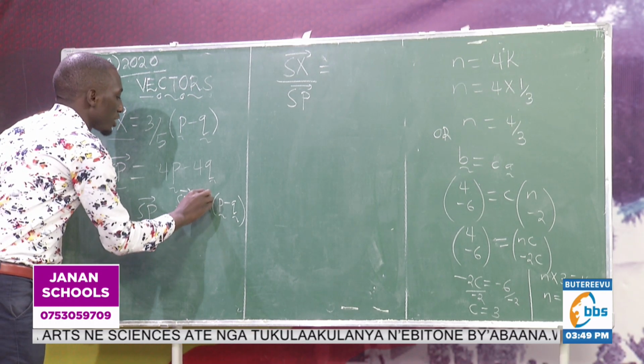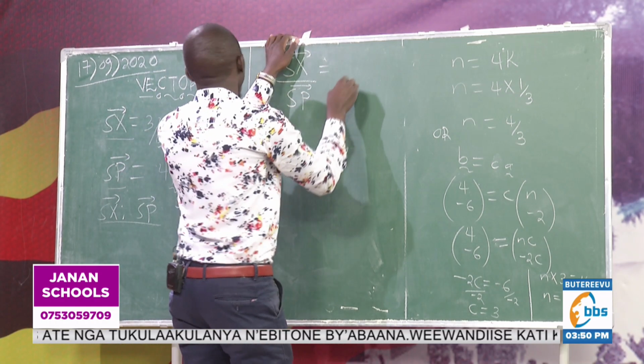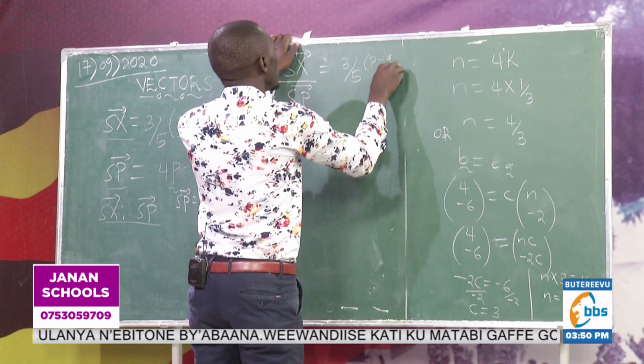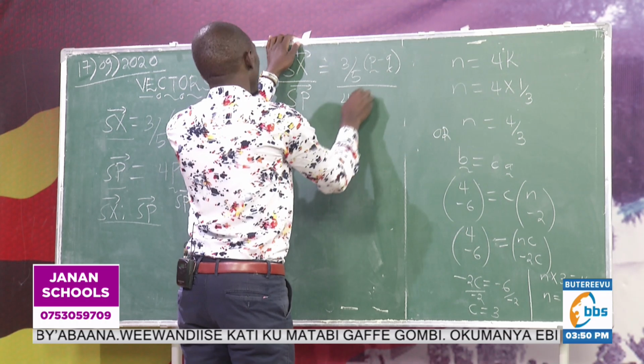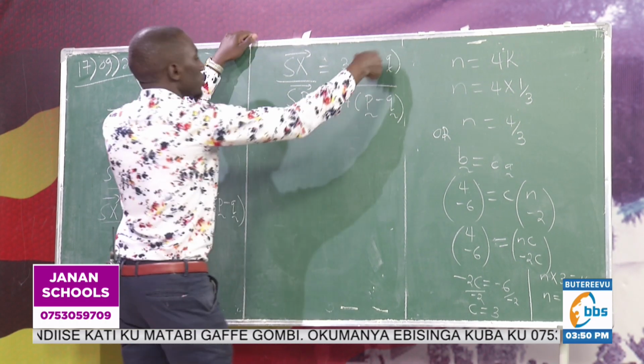That's why there always has to be something which is similar. So Sx is now 3 out of 5 into p minus q, then divided by my Sp, which is now 4 into p minus q. So p minus q and p minus q will cancel out.